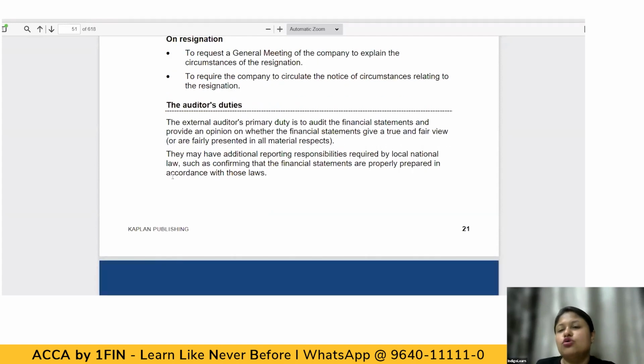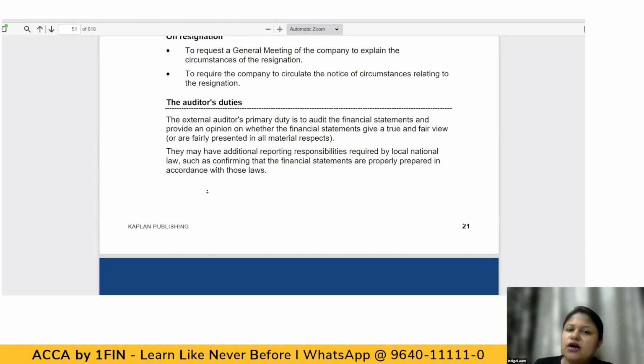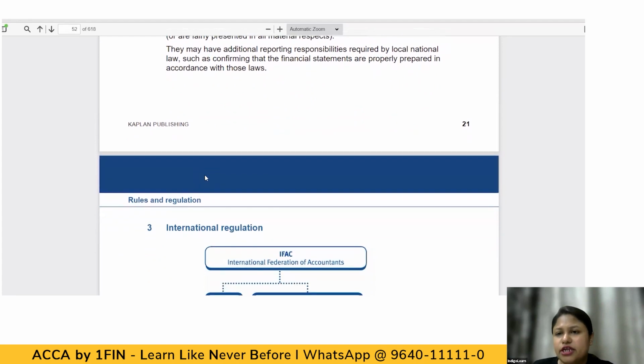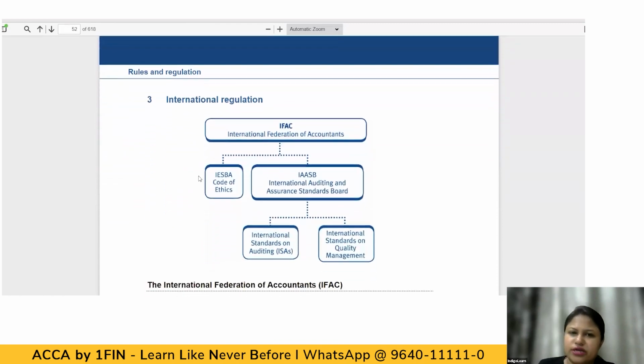The primary duty is to obtain reasonable assurance that the financial statements are free from material misstatement. Obviously, you will have some other reporting responsibility. Like in India, we have the company law. So if the company law asks them to report something extra, then that also will be the reporting responsibility of the auditor.